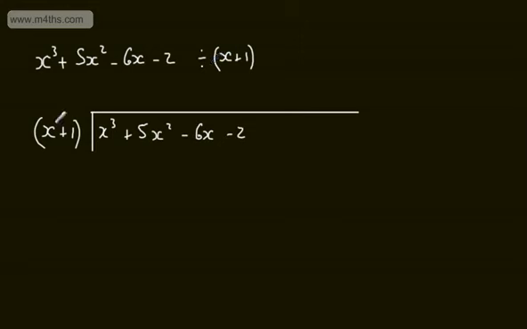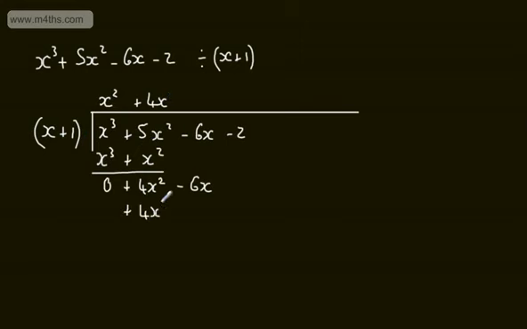So my first question is, does x go into x cubed? Or what is x cubed divided by x? Again, we get x squared. So we multiply down, we get x cubed. We multiply down, we get plus x squared. I now subtract away 0 plus 4x squared. I now bring the minus 6x down, and I say to myself, does x go into 4x squared? Yes, it does. It goes in plus 4x times. Or if you like, what is 4x squared divided by x? Multiplying down, we're going to get 4x squared, and then we're going to get plus 4x.